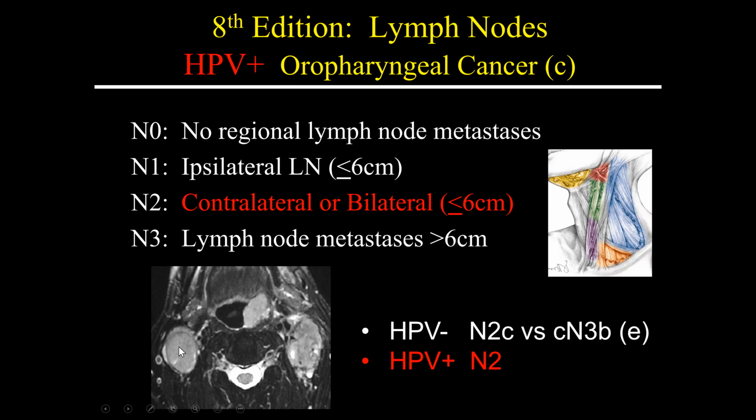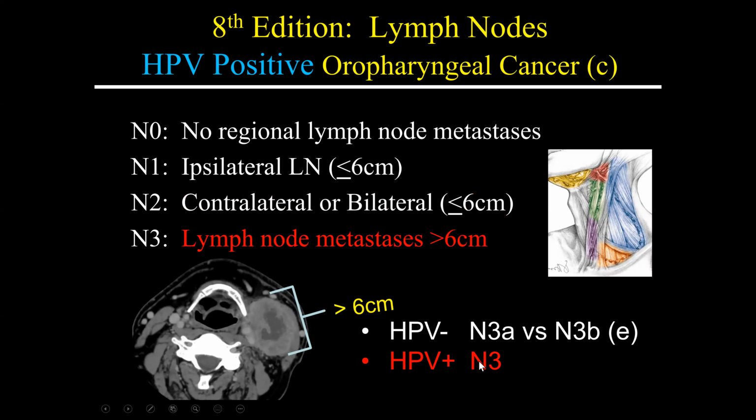Now, here's a patient that has bilateral lymph node metastases. They're still less than 6 centimeters. If this was HPV negative, this could be N2 disease. But if there was extracapsular penetration, again, upstage to N3B disease. But because this patient was HPV positive, this was N2 disease.